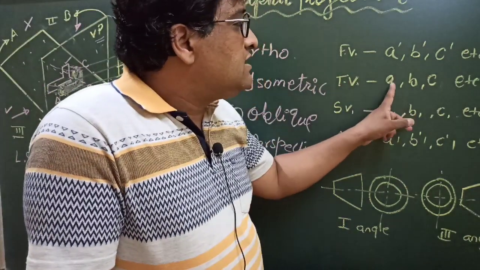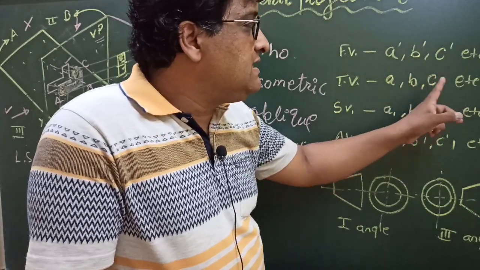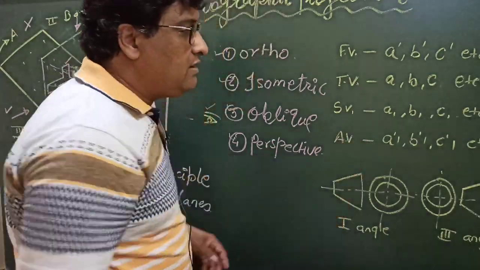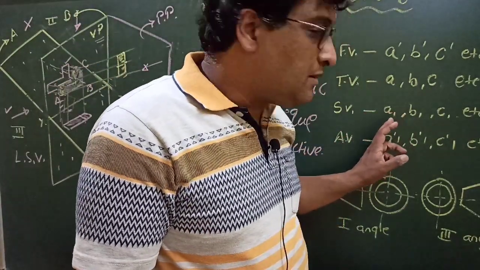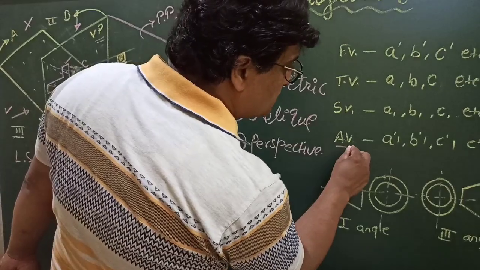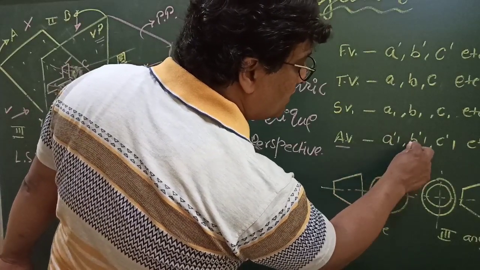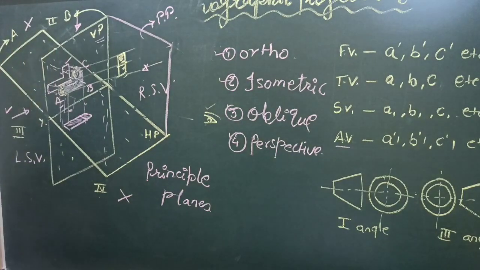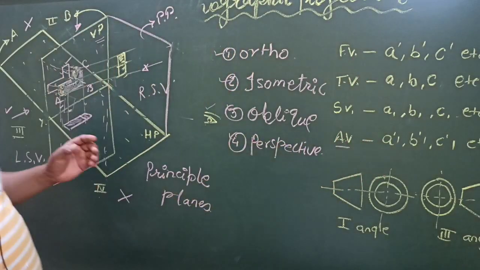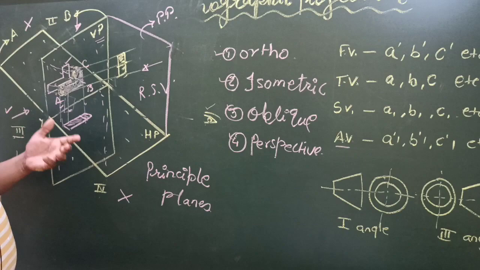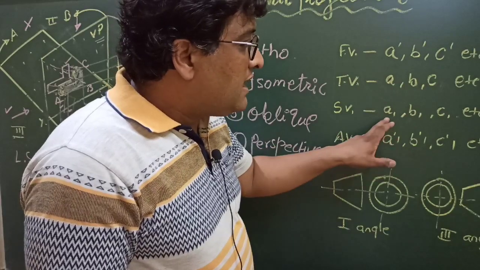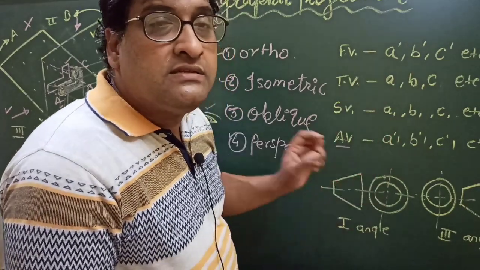For the top view we use small letters without dashes, so a, b, c. Similarly for the side view we take small letters with subscripts, a1, b1, c1 etc. And for auxiliary views we take a-1, b-1, c-1 and so on. Right? So these are the standard practices. Those notations we can't change. If some point is there in space, say capital H, it must be shown with small h dash, h1, h dash 1 in these views.